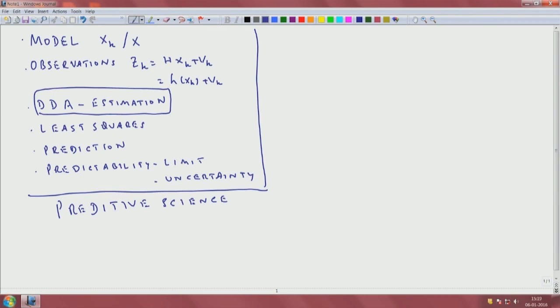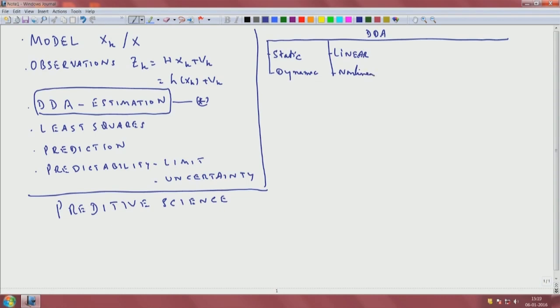So, predictive science is fundamental to many aspects of our human life, and within this predictive science we concentrated on this process, namely the estimation process. We confined our attention to the estimation process, but we classified our presentation across various topics. We talked about the model being static or dynamic. We talked about the model being linear or nonlinear. We talked about observations being linear, nonlinear.